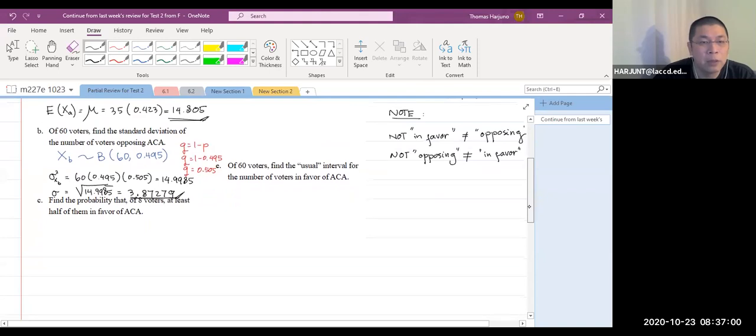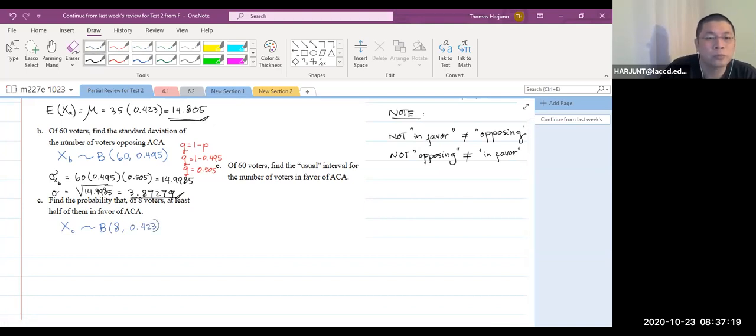Part C, find the probability that of 8 voters, at least half of them are in favor of ACA. So now my number of trials is 8. In favor is 0.423. So probability at least half. Half of 8 is 4. So at least 4. At least 4 means start from 4 all the way to 8 in this case.